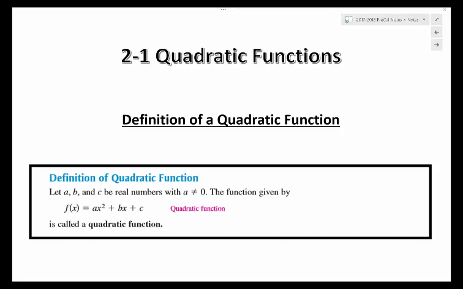The definition of a quadratic function, a, b, and c being real numbers and a not being equal to 0, is any function given by ax squared plus bx plus c, with x squared being the highest power. Once again, it's important a would not be 0 there, but it could be any other number. If you have an x squared graph, it's a parabola, known as a quadratic function.